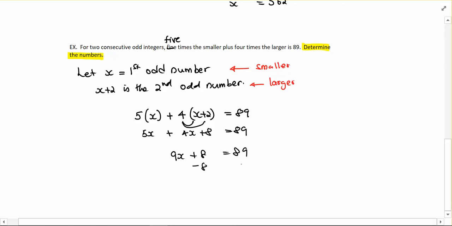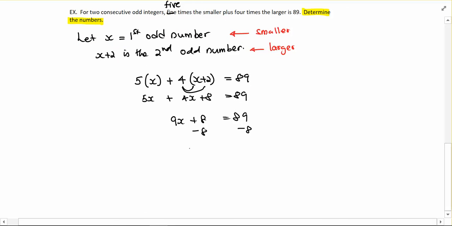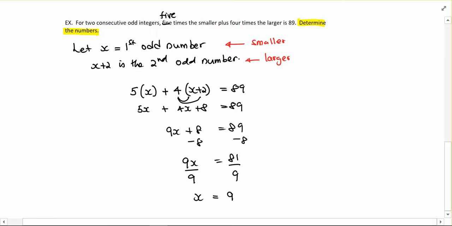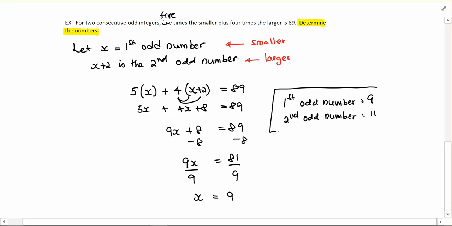So minus 8, we get 9x is equal to 81. Divide by 9, and you get x equals 9. So first odd number is 9. Second odd number is 11. Add 2 to 9. There are two consecutive odd numbers. That's it for this video.